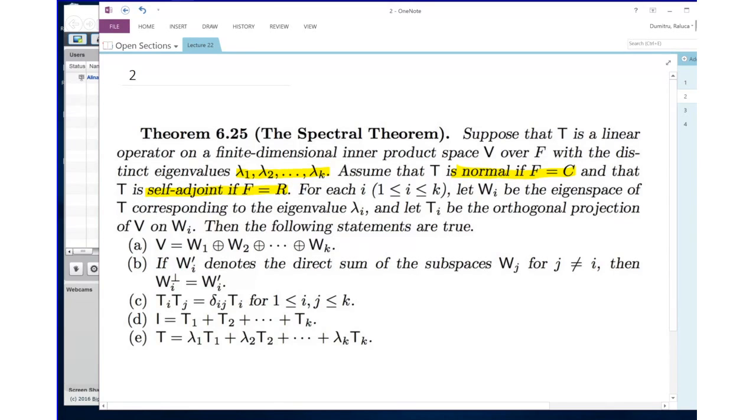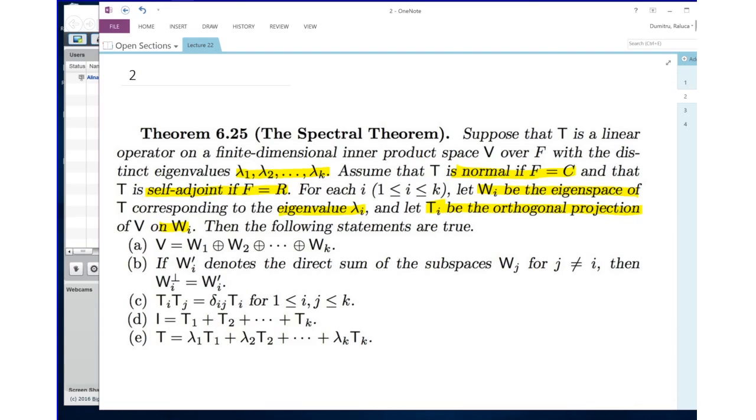That is the assumption. What does this imply? Remember that we showed that being normal on C or being self-adjoint on R implies diagonalizability, right? So there exists a basis of eigenvectors for V. These assumptions both imply the same thing. Then Wi is the eigenspace corresponding to the eigenvalue lambda i, and Ti is the orthogonal projection on Wi. And the following points are true.